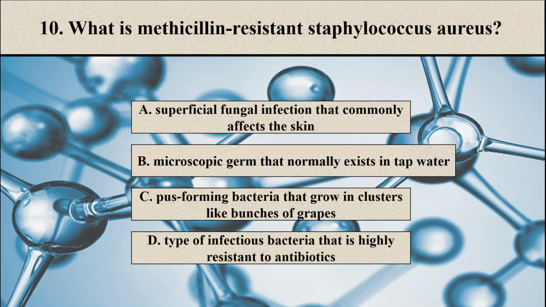What is methicillin-resistant Staphylococcus aureus? Superficial fungal infection that commonly affects the skin, microscopic germ that normally exists in tap water, pus-forming bacteria that grow in clusters like bunches of grapes. Type of infectious bacteria that is highly resistant to antibiotics. If you chose D, type of infectious bacteria that is highly resistant to antibiotics, you are correct.